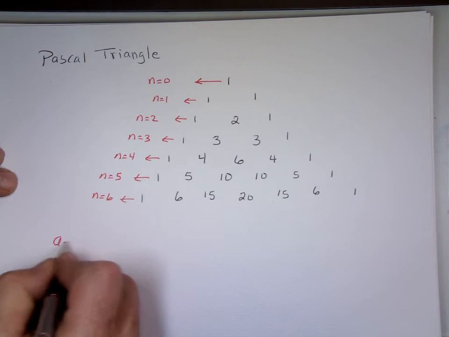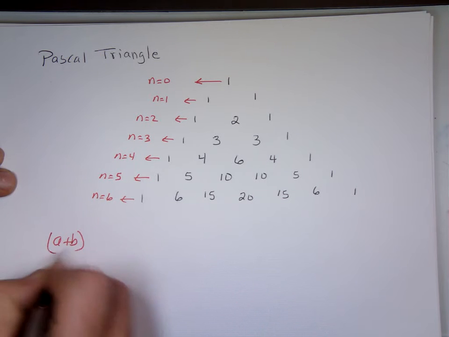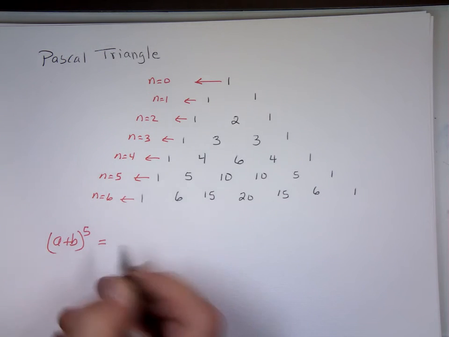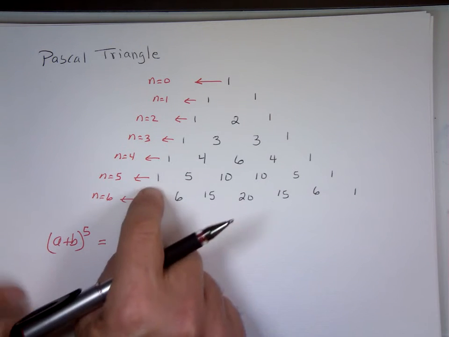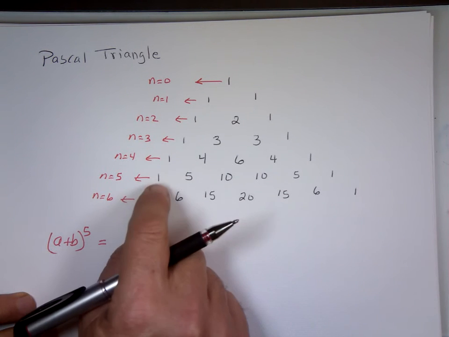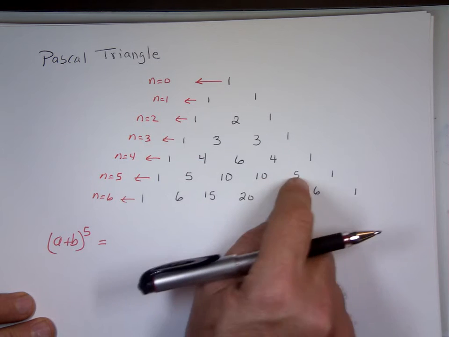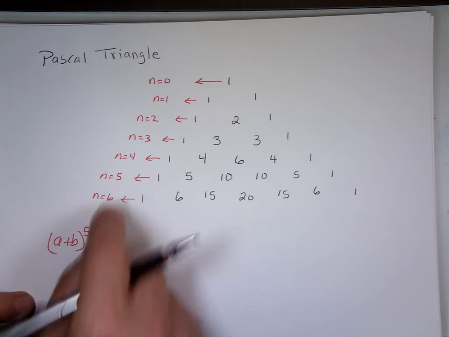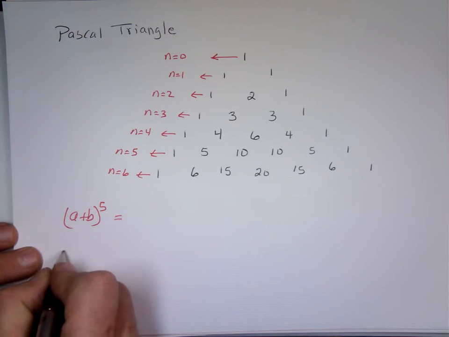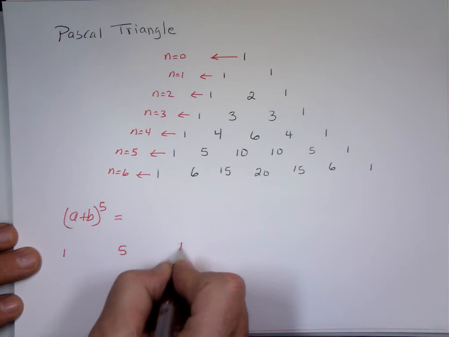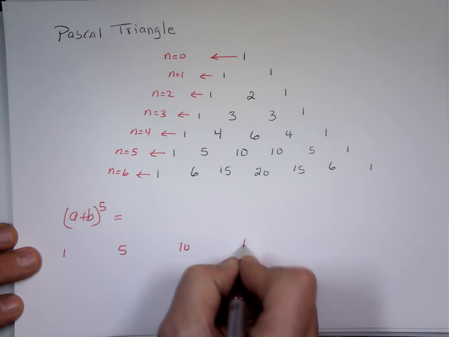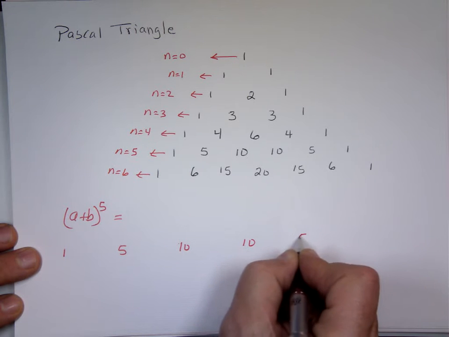(a + b) to the power of 5, right? What is that equal to? I'm going to begin by taking these numbers. The 1, 5, 10, 10, 5, 1. You see them for n equals 5? These numbers. 1, 5, leave a space, 10, 10, 5, and 1.